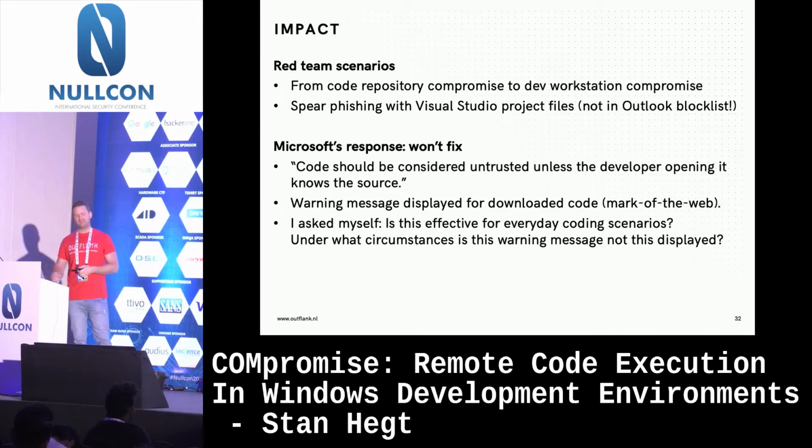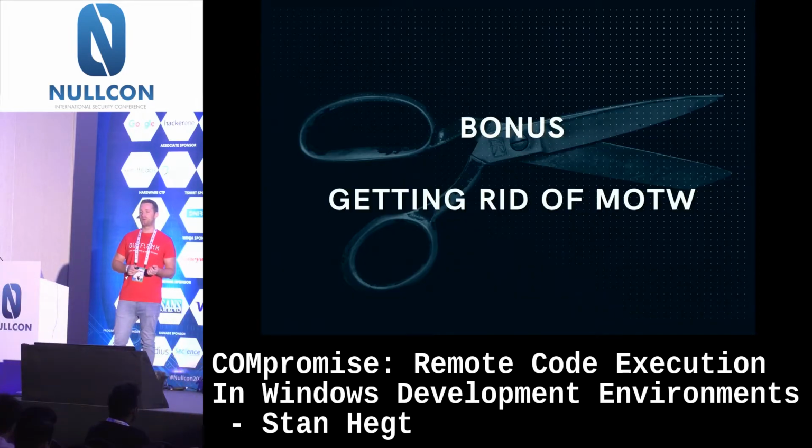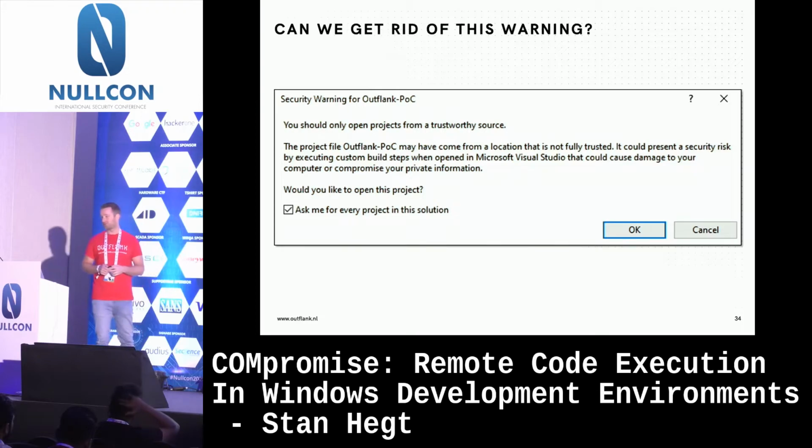I started asking myself, is this really effective for everyday coding scenarios? Is this effective for how people work with code, and under what circumstances might this warning message not be displayed? For example, downloading code is one thing with your web browser, but how does this work with a Git client? So, as a bonus, we will try to get rid of the warning message, which is based on Mark of the Web. So remember, this was the warning message. You didn't see it in my demos because I just executed a local project file. If I would have downloaded it, I would have gotten this warning message first.